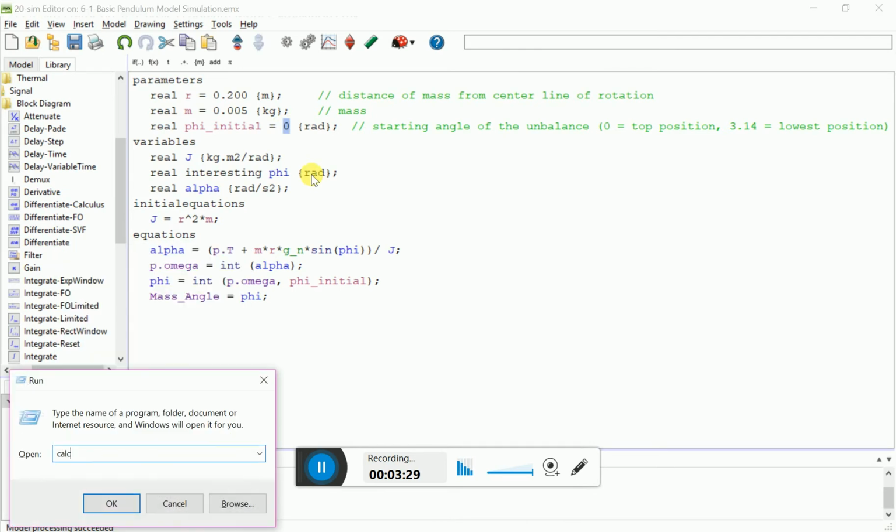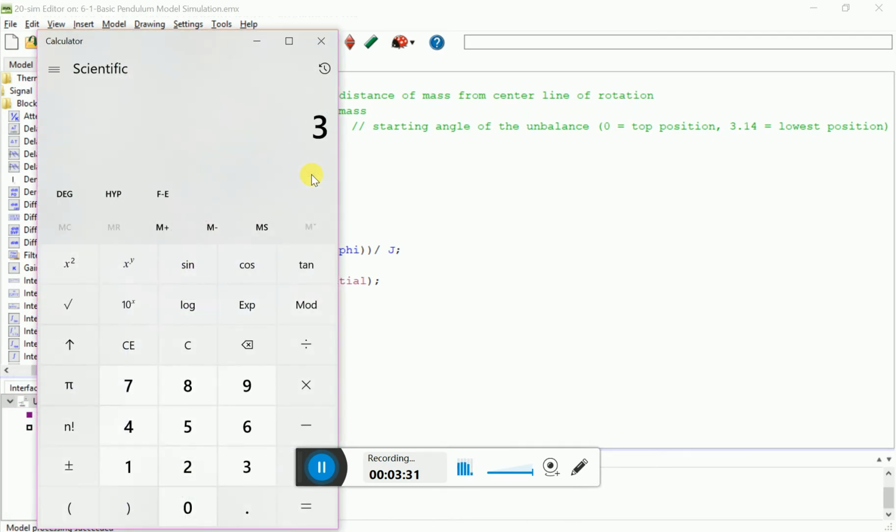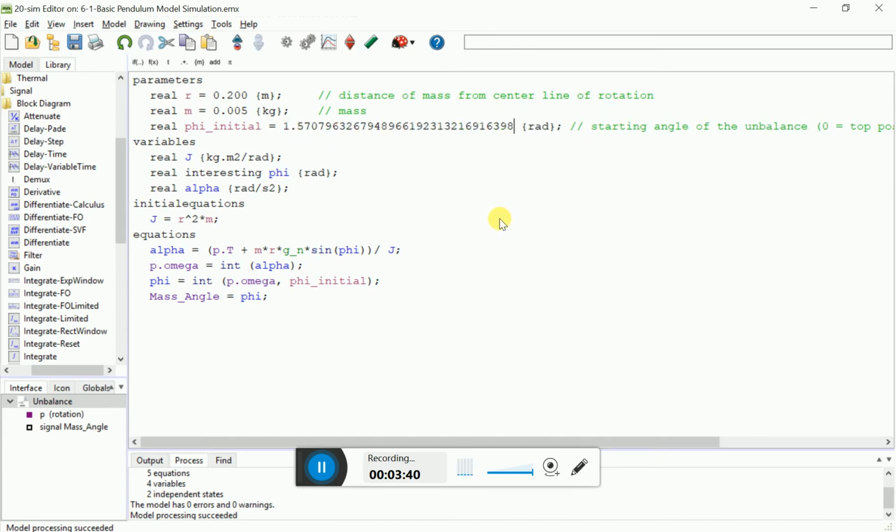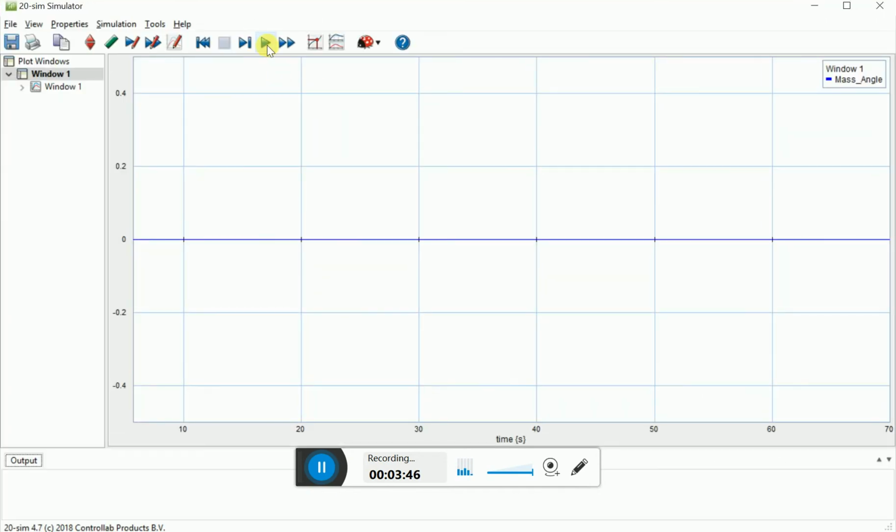So the initial angle as 3.14 is pi. The pi is 180 degrees, so I divide by 2. So that is the 90-degree angle I will get in radians. So that is a 90-degree angle. I start from minus 90 and start simulation.